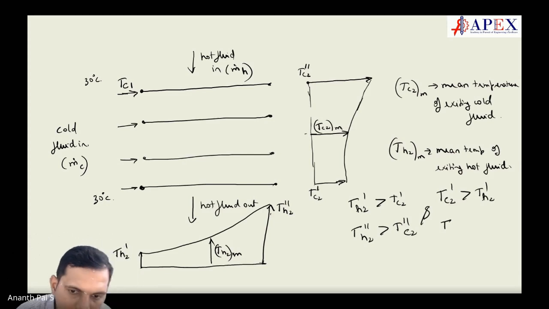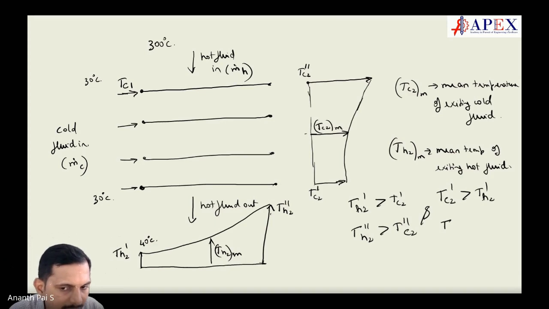So when it is coming out here, TC2 and TH2. Here hot fluid, say it is coming at 300 degrees centigrade, and it is coming out at, say, 40 degrees centigrade. Can happen. Now the 30 degrees centigrade fluid can go out at, say, 45 degrees centigrade. It can also go out at 35 degrees centigrade. Both are possible.